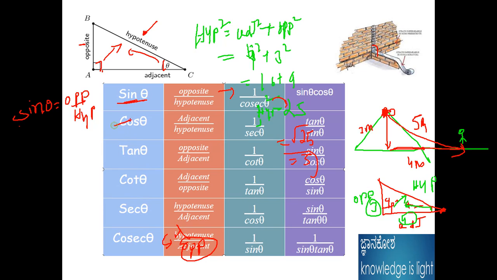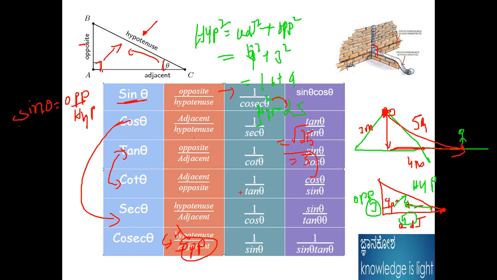Cos theta is nothing but adjacent by hypotenuse. The inverse of cos is secant theta, and tan theta is nothing but opposite by adjacent, and the inverse of tan is cot theta. If you remember this, please make a note of it. Cosecant is hypotenuse by opposite. If you remember this table, note down the concept.